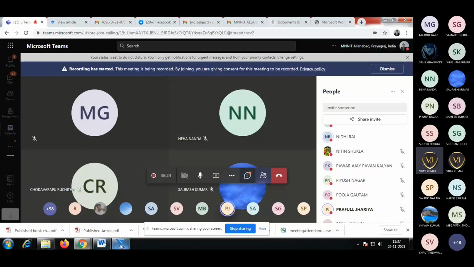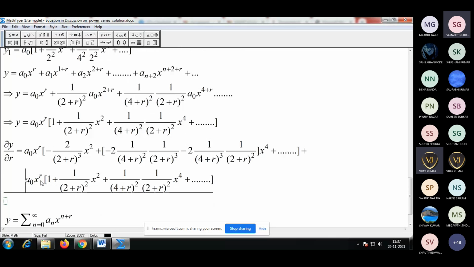Okay Nidhi, but the second function is the derivative of the first function. What is the derivative of x to the power r with respect to r? You are differentiating with respect to r. Be careful.